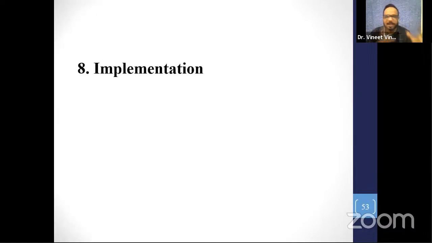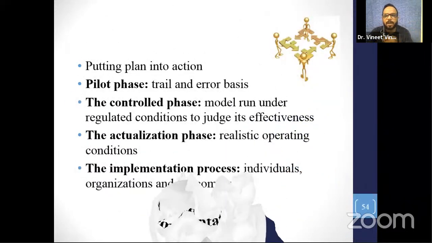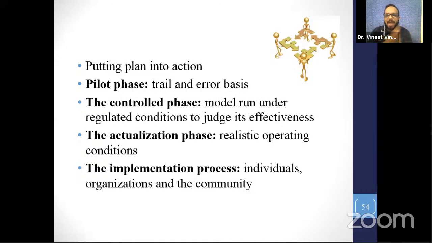After making a strategy, now you are going to implement it. So this is the point where you implement whatever strategies you have made. Implementation is putting the plan into action. Whatever you have planned, you are going to do at this stage. For this, you will go with a pilot phase first, where you can do trial and error. Then you have a control phase, where the model is run under regulated conditions to judge its effectiveness. Then the actualization phase, where you work under realistic operating conditions. And then the implementation process, which will include the individuals, the organizations, and the community.